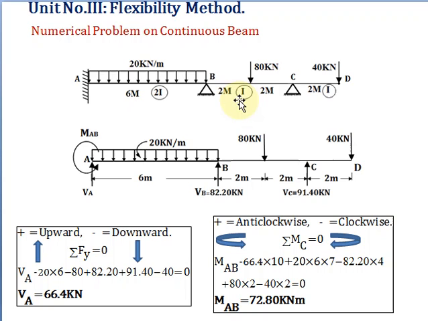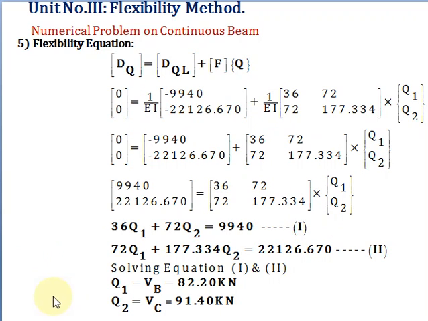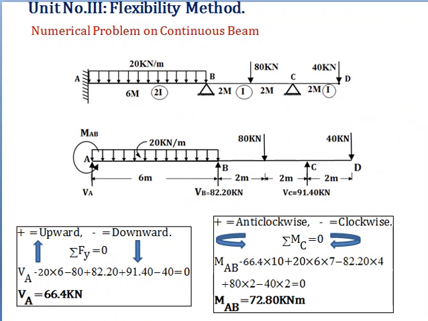Now in the last slide we found the vertical reaction at B as 82.2 and the vertical reaction at C as 91.4. Now the remaining unknowns are calculated by using the equilibrium equations. Now we'll consider this beam. At member AB, as it is fixed, there will be a moment and also a vertical reaction, and we are neglecting summation Fx. So only two reactions will be there at the fixed support A.